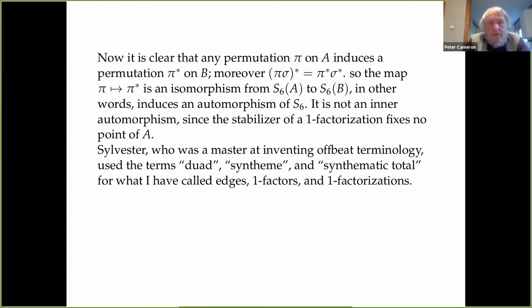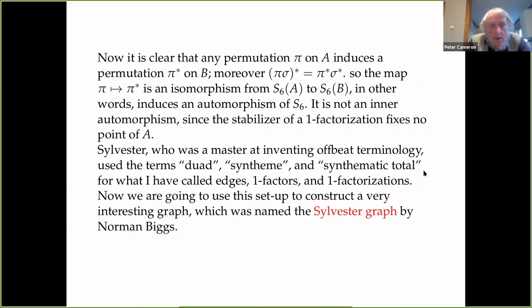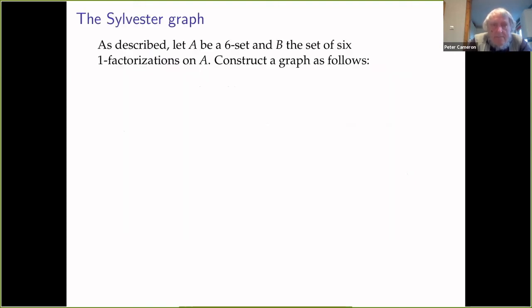So Sylvester had marvelous notation for these. He called edges duads, one factors synthemes, and one factorizations synthematic totals. Now, we're going to use this setup to construct a graph, and I think it was Norman Biggs who first constructed this graph. He called it the Sylvester graph. So we start off with that setup. We've got a set of size 6, and we've got 6 one factorizations. And this is how we build a graph.